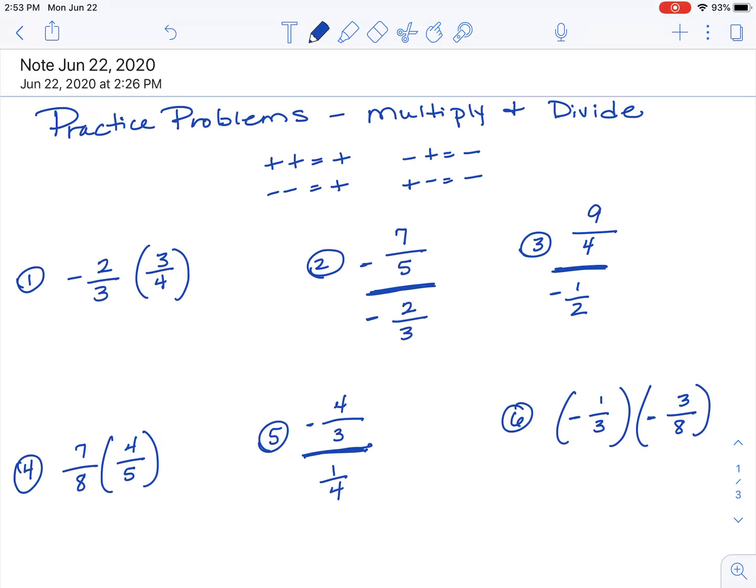Okay, guys, this first session for this week, I'm just not going to introduce anything new. I will in the second session, but I just want us to practice what we've talked about so far. So on the screen here now, you can see there are 6 practice problems for multiplying and dividing.